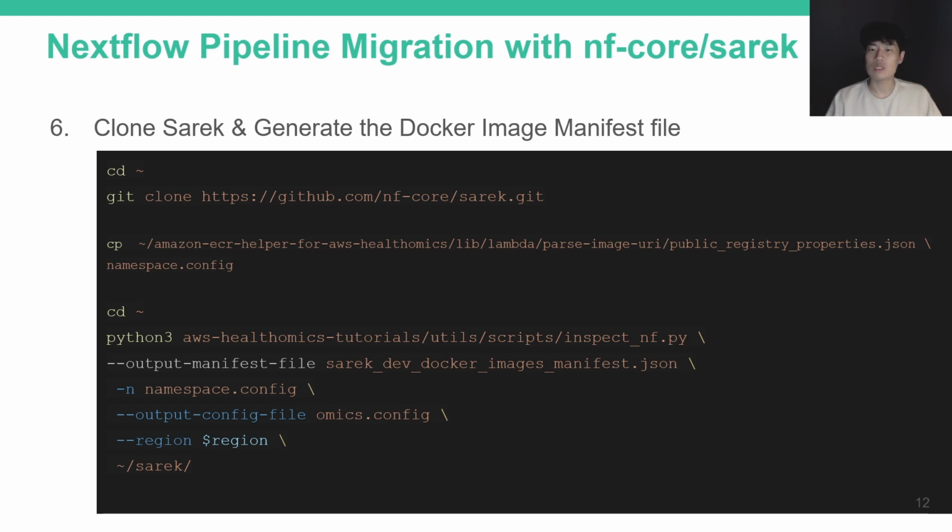Two outputs will be generated from the command. First, a sarek dev docker images manifest.json file, and second, omics.config, a config file. The names are just names, but don't forget to declare the region later.